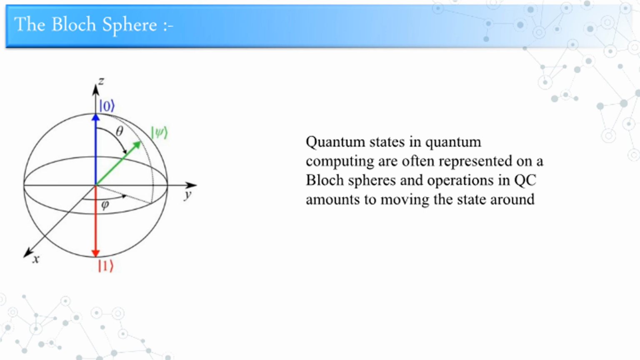The state of a qubit can be described by a vector on the surface of the Bloch sphere. This vector, often referred to as a Bloch vector, points to a specific location on the sphere corresponding to the quantum state of the qubit. The length of the vector represents the magnitude of the superposition, and the direction of the vector determines the phase relationship between the basis states.